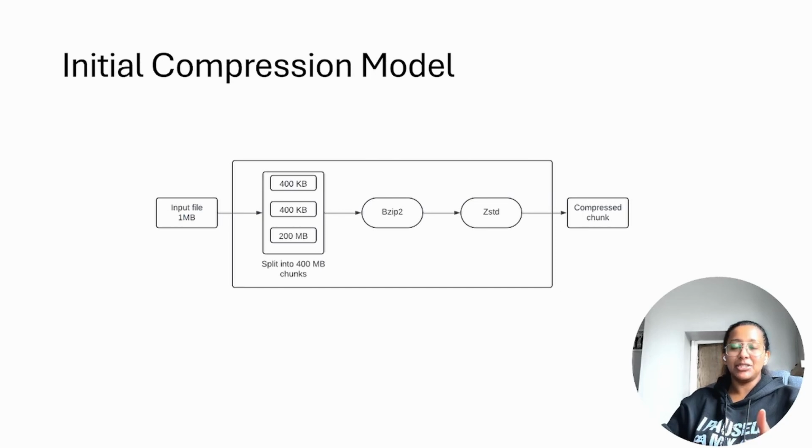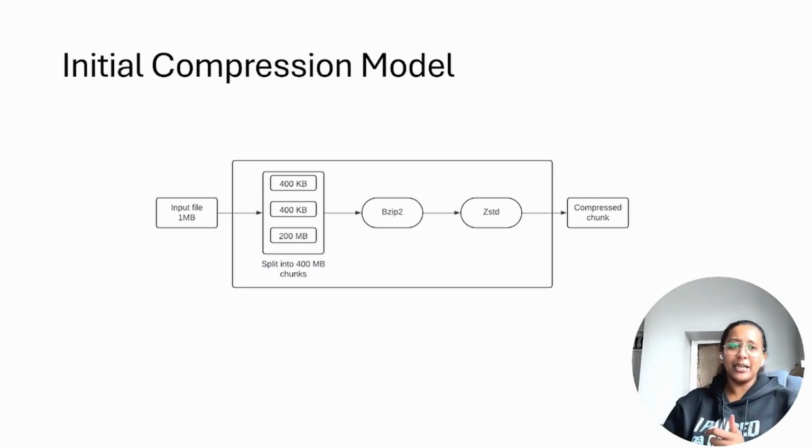So here is the initial compression model. It reads the input file and splits it into 400 kilobyte chunks and feeds these chunks to the BC2 algorithm, and the compressed output of the BC2 algorithm is used as the input of the ZSTD algorithm, giving the overall output as the compressed chunks.